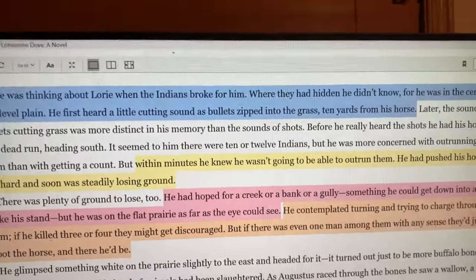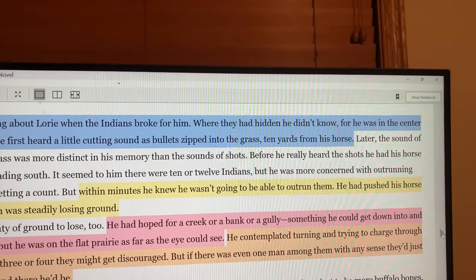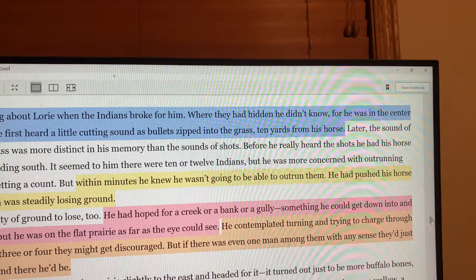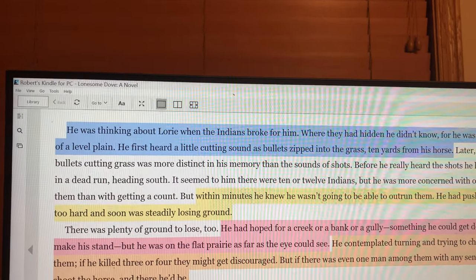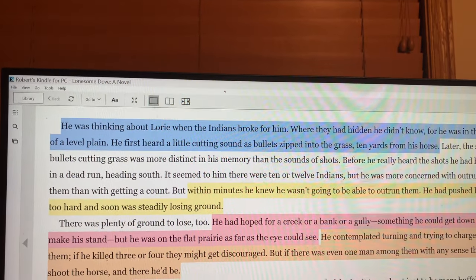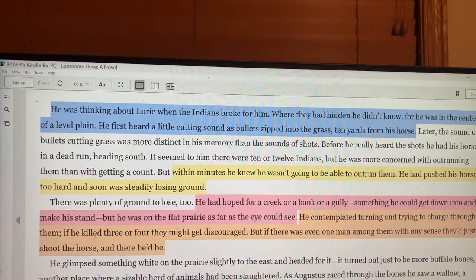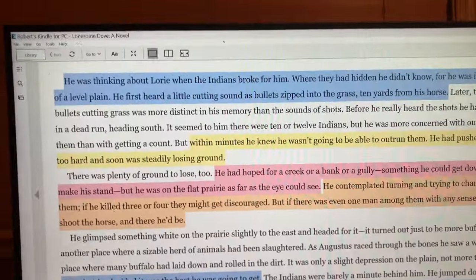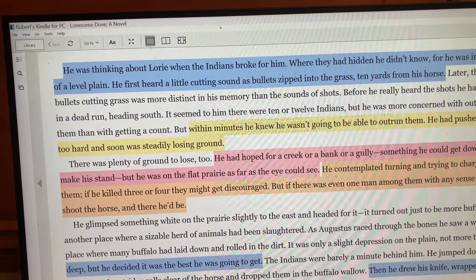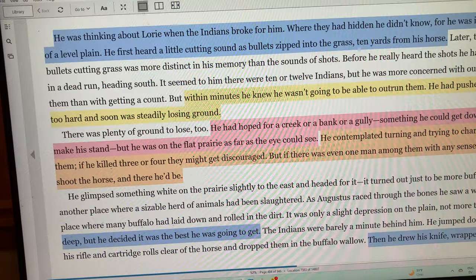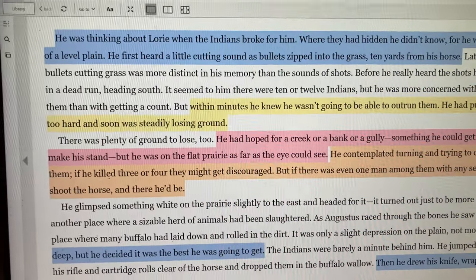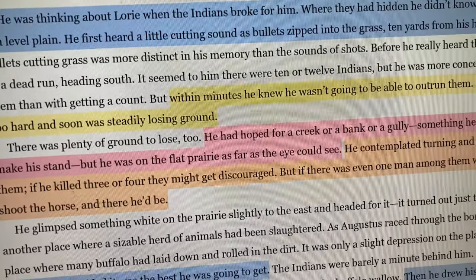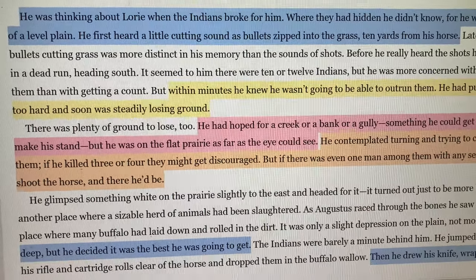He puts his horse into a dead run, but within minutes, he realized he wasn't going to be able to outrun them. He had pushed his horse too hard and was soon steadily losing ground. That's a disaster. There's going to be twelve Indians with guns, and now it gets worse. Now, this is a passage intending to make the reader worry. Actually, I said that wrong. That comes in just a little bit. This is a reaction and moves into dilemma.